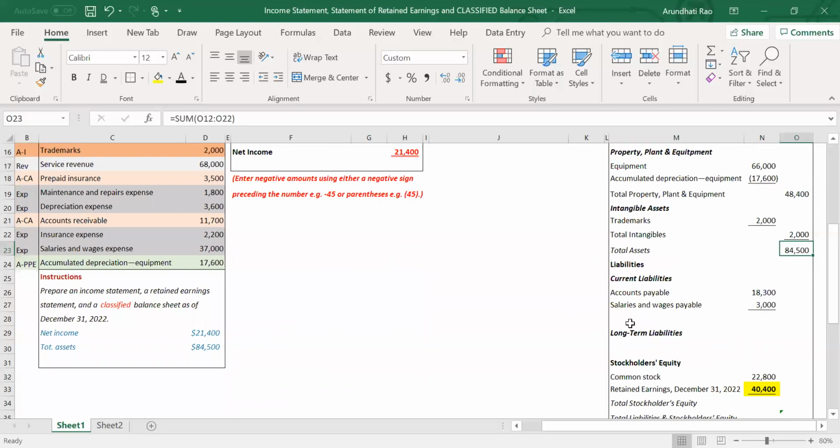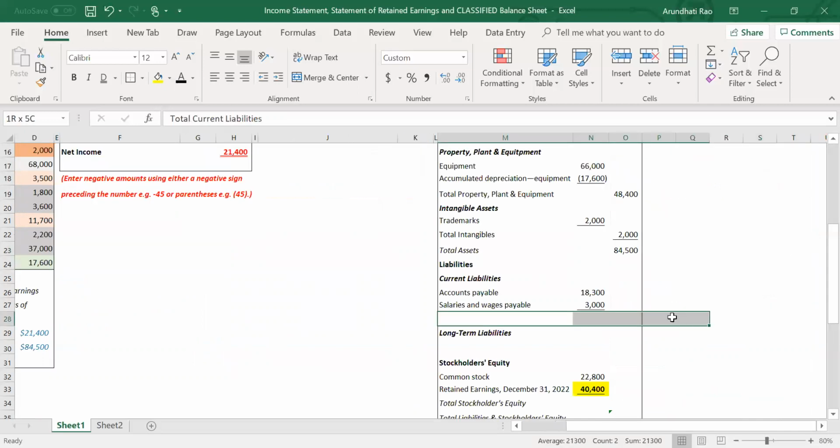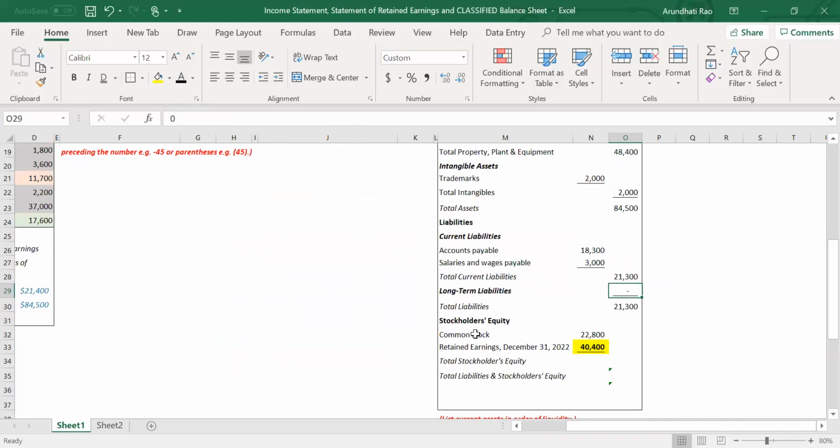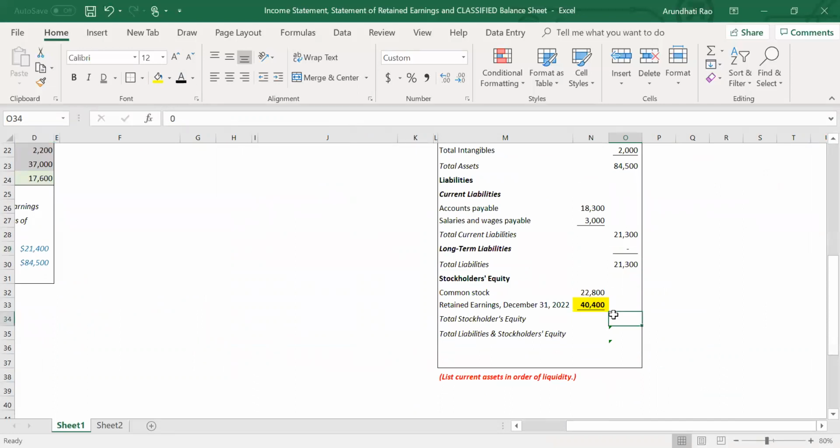Now let's continue on over here. I had two current liabilities for a total of 21,300. I had no long-term liabilities. So for long-term liabilities, I didn't even have to list the item, but I just did it to tell you that there are two categories of liabilities in a classified balance sheet. Then we have common stock and retained earnings. When you add these two numbers, let me go ahead and add these two numbers. I come up with a total of 63,200.